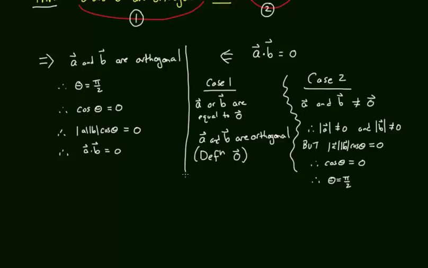And since theta equals pi over 2, by definition, we say that A and B vectors are orthogonal. And so we're done. We have proven it.